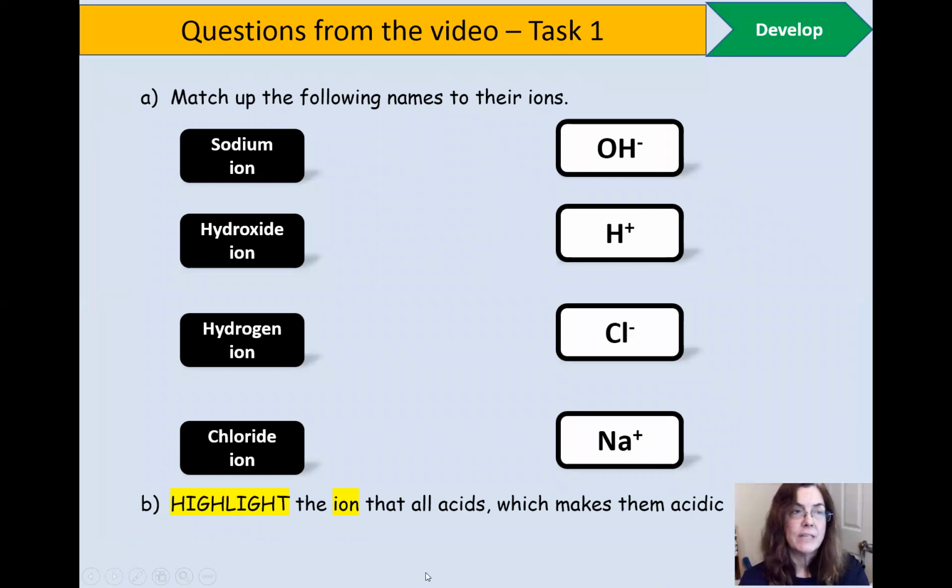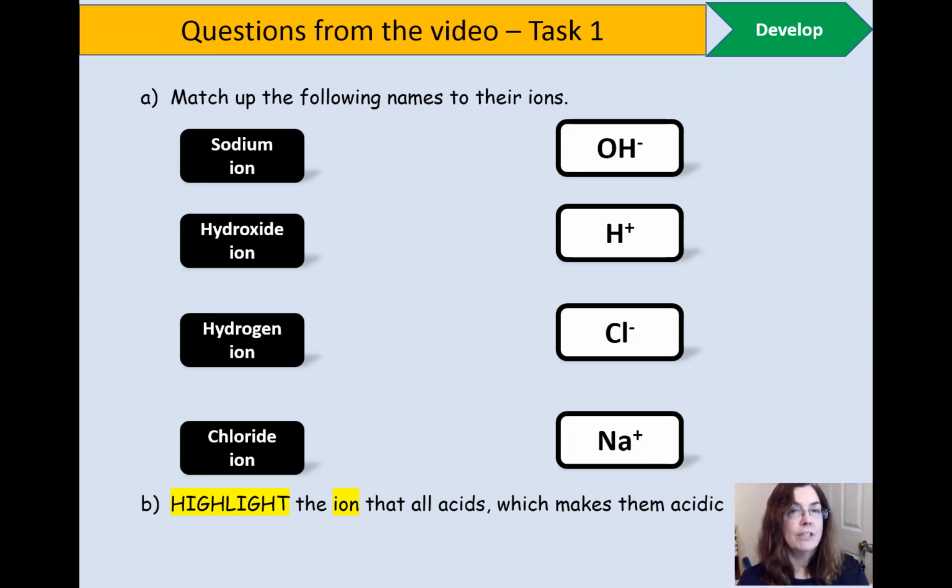Okay, so having listened to the video, I want you to match up the words on the left hand side in the black boxes with the formula of their ion. You can either copy the boxes as they are on this PowerPoint, or you can write sodium ion and then write what its ion is. So you can either write the boxes out and then do the proper matchup, or you can just write the correct formula next to the word. Once you've done that, put a big circle around which ion makes acids acidic.